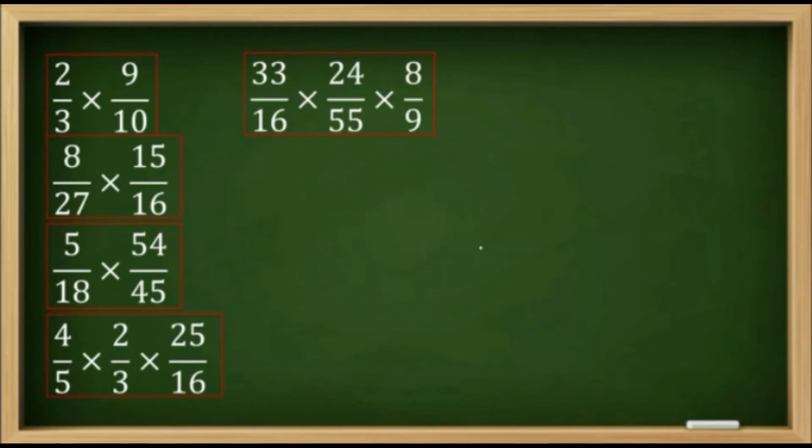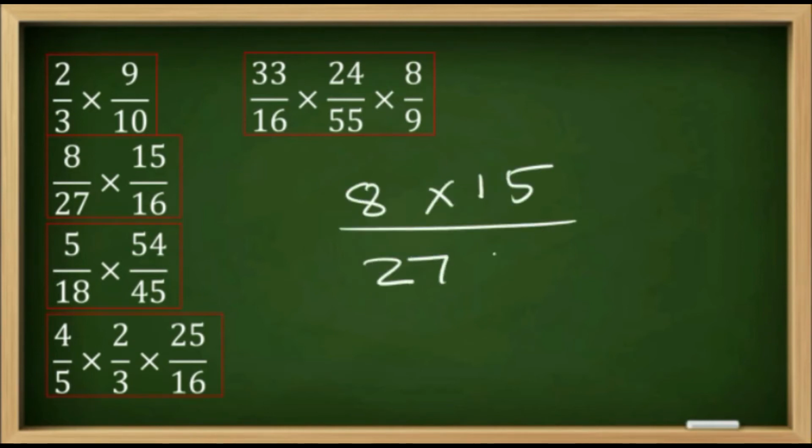Moving on to the next problem. It is 8 into 15 by 27 into 16. Again there's a chance of simplification. 15 and 27 can be simplified, 8 and 16 can be simplified. For simplifying 8 and 16, I'm going to take the 8 table. You can even use the 2 table and then again take the 2 table like that, but I'm going to be using the 8 table. I get 8 ones are 8, 8 twos are 16.